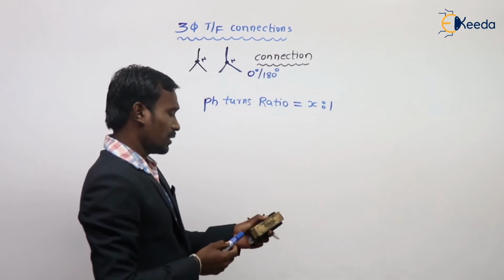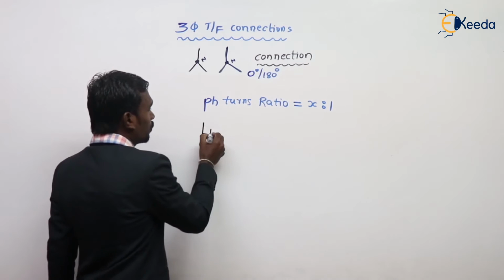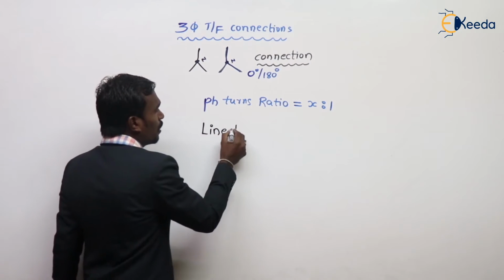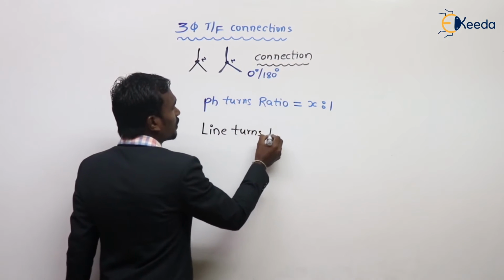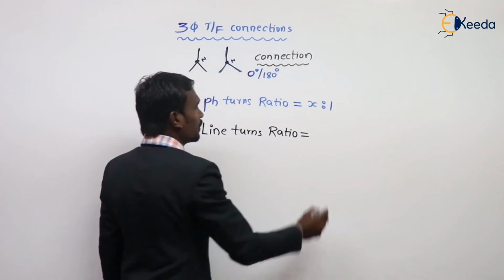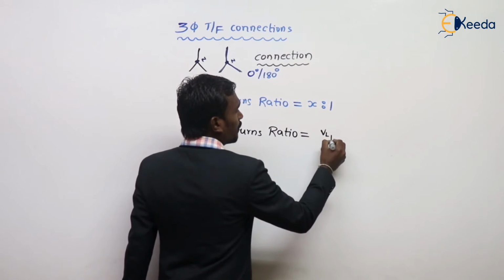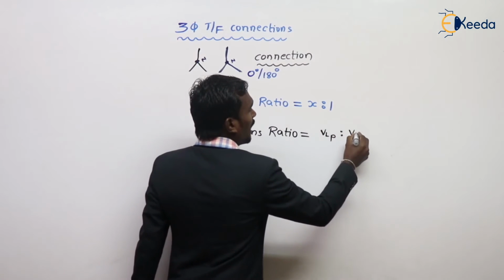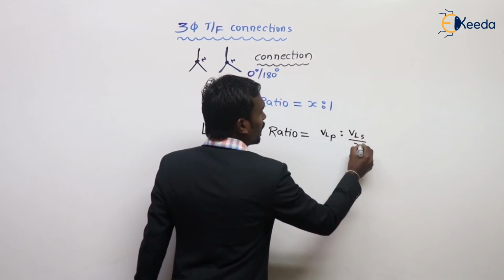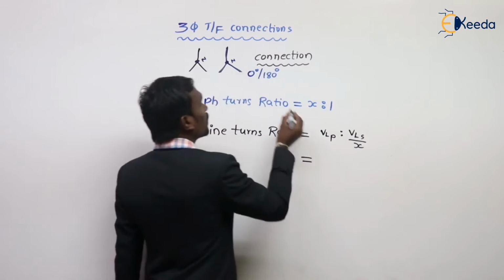But the line turns ratio, I am going to find out. The line turns ratio is equal to the line voltage of the primary to the line voltage of the secondary by X. Tell me, what is the line voltage of the primary?